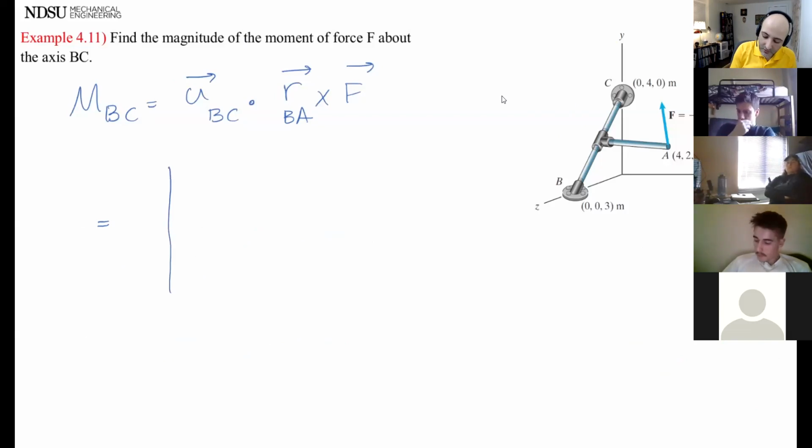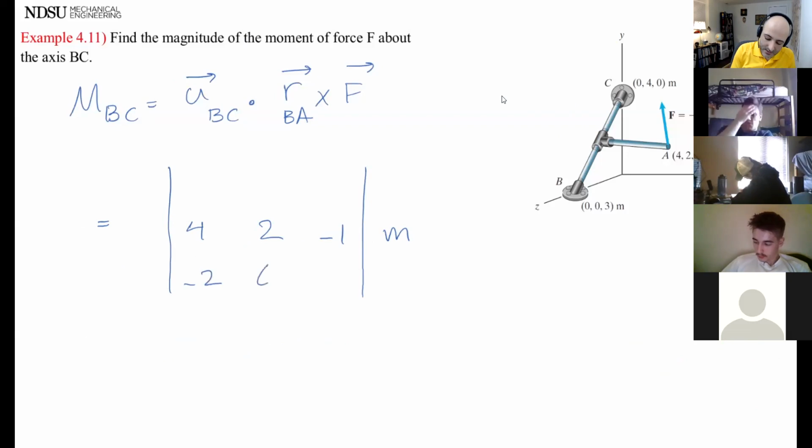So let's just start with what we know. If it was just R cross F, R would go in the middle, 4, 2, minus 1, and F would go on the third row, which is minus 2, 6, and 3. If I didn't have a unit vector, I would put IJK on top, right? But now I can't, because I have something else that needs to be factored in. Plus, putting IJK in this matrix is going to mess everything up. How is that going to mess everything up?